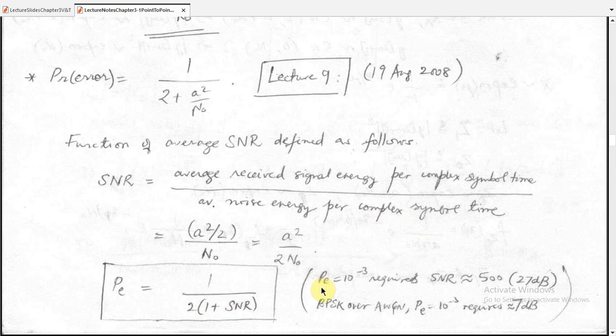So how do you compare this probability of error with the probability of error calculated for the AWGN channel? Say the probability of error you require is 10 raised to the power minus 3. The SNR required for such a probability of error would be approximately equal to 500 in linear scale and 27 dB in dB scale or log scale. If you compare it with BPSK, you only require 7 dB.